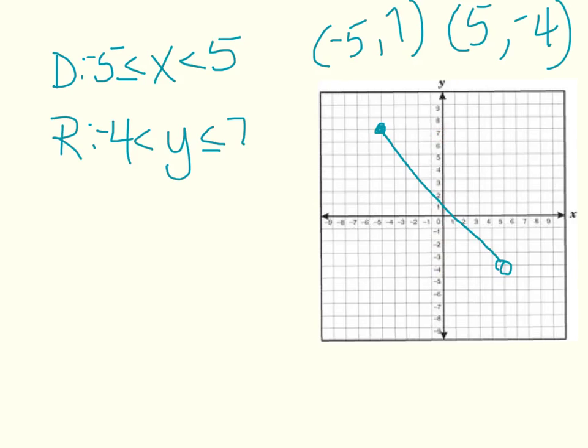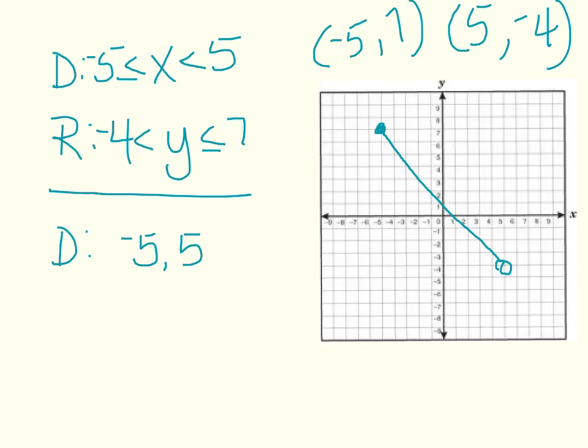Now let's look at writing the domain and range in interval notation. For the domain, we will use the x-coordinate from the first point and the x-coordinate from the second point. And it will look like this. From negative 5 to positive 5.